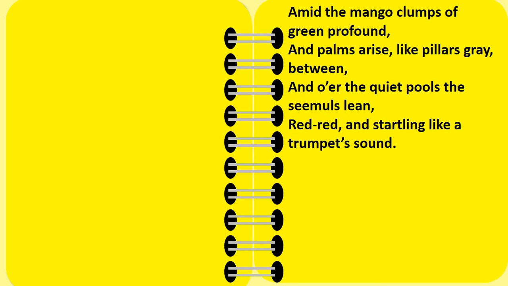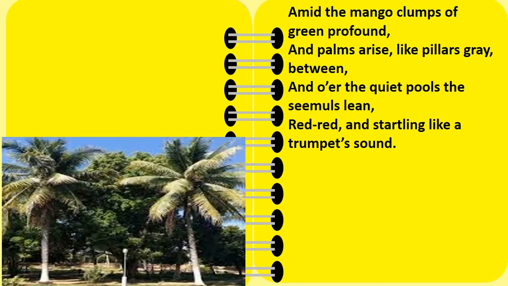Amid the mango clumps of green profound. See, tamarind green is different green. Now she says mango. Clumps means groups of mango trees. Of green profound. So this is a different kind of beautiful green. Mango trees. And palms arise like pillars grey between. If you see these palm trees, the stems of those palm trees are like a contrast. Here is green and there are grey color stems, so it looks like a pillar. So that is a contrast. She sees beautiful colors in the garden itself. Even among greens there are different colors of greens.